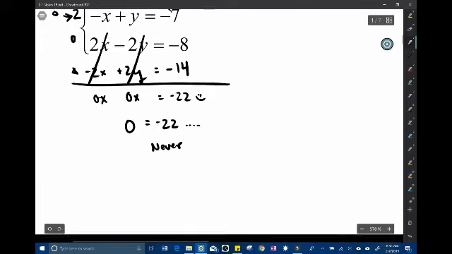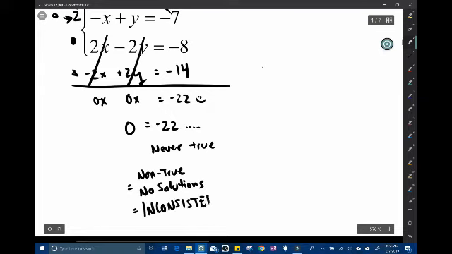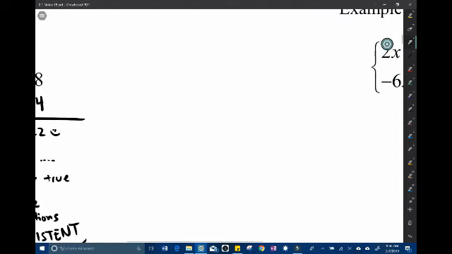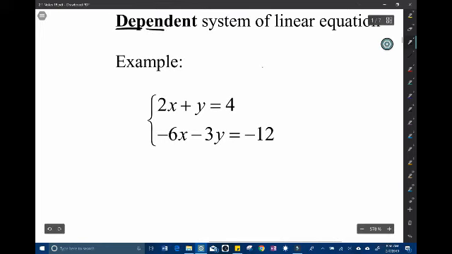If you have anything like this here, if you have a non-true statement, that is no solutions, which means it's an inconsistent system. Again, when you do the homework, if you get things like that, label them inconsistent if they have no solutions. Okay, the only other example then is just an example of a dependent system.